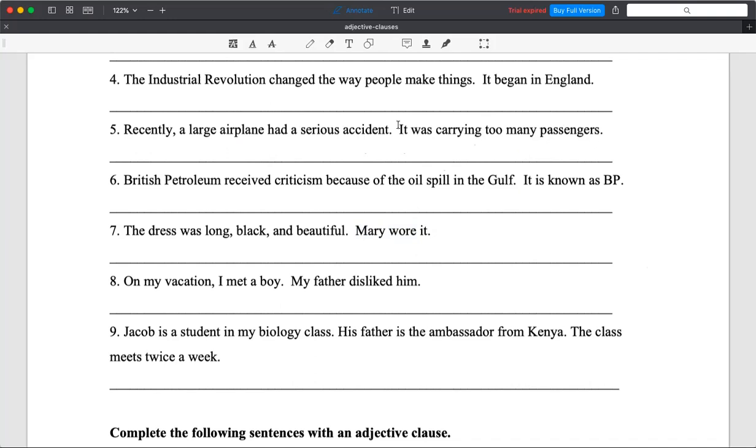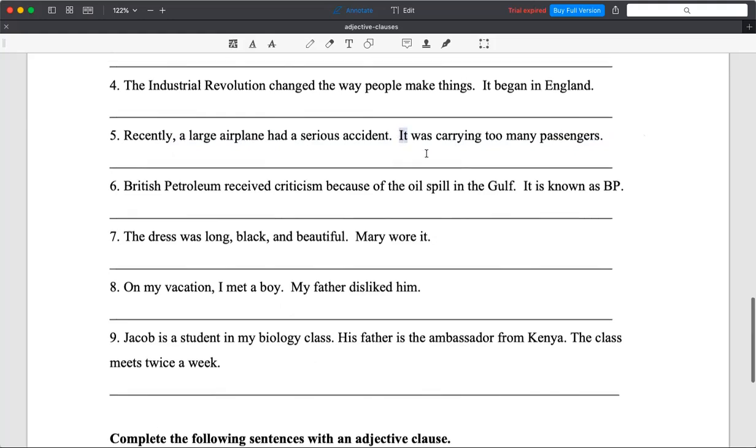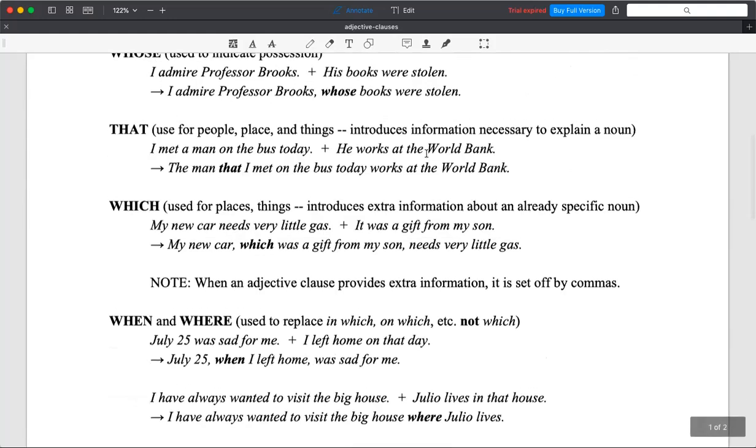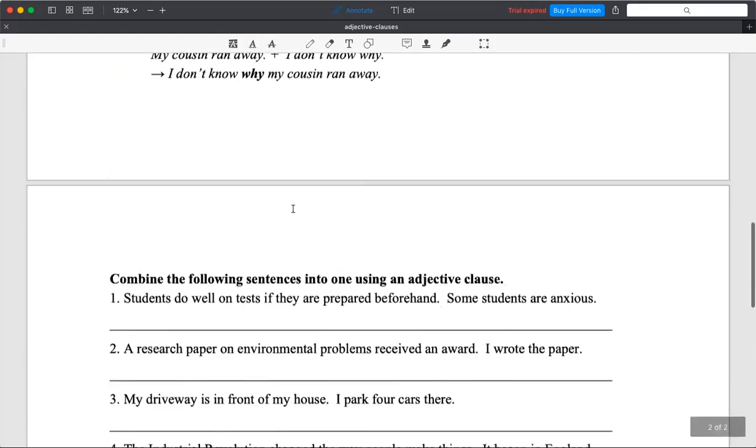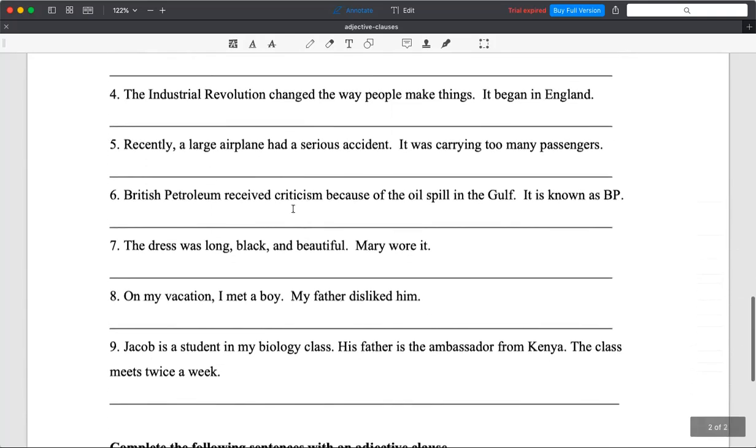So the key is you change the second sentence and then put it right after the noun that is described by the second sentence. Pay attention. You need to change the subject with a pronoun that you learned. In this case, because it is an airplane, you can use which for things. So I would say, recently, a large airplane, which was carrying too many passengers, had a serious accident.